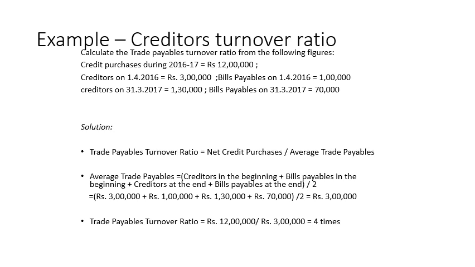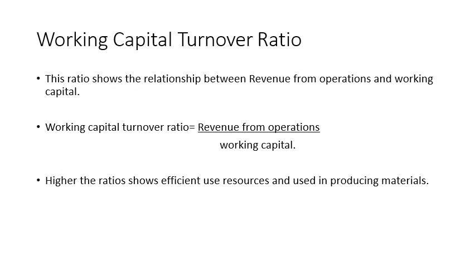So the answer is 3 lakh for the average trade payables, and 12 lakh upon 3 lakh gives the ratio of 4 times. If you want to calculate the average payment period, then the formula is 12 months upon 4 times, and the answer is 3 months. In the same manner, you may derive the ratios.